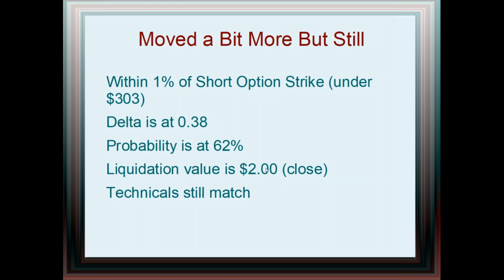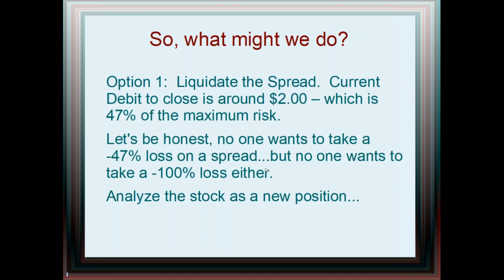But it's bouncing around. We've got some problems here. Okay, so what might we do? When I saw it at 299.35 this morning, it moved below my short put. My first instinct is I'm at 48% loss. Maybe I just liquidate the spread. The current debit to close is around $2.205, 47 to 48% of the maximum risk.